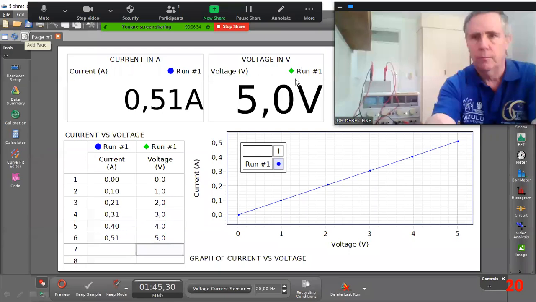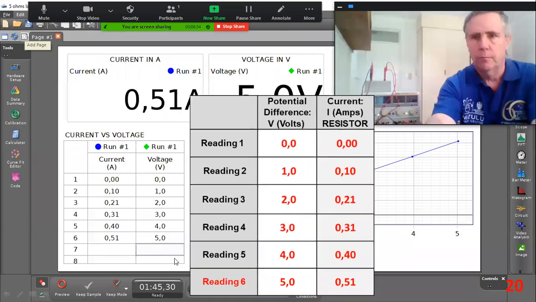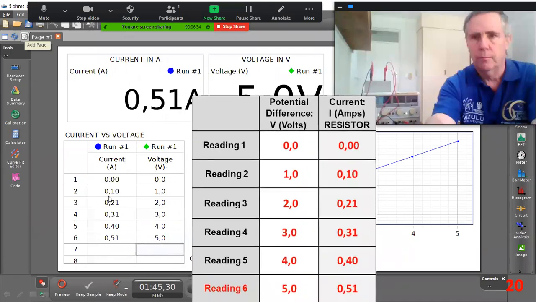So let's make sure that you've got all the values that we obtained in the experiment. First of all, we did run number 1, which was for the resistor, and these were the values which were obtained. I've just enlarged the table on the left. If you haven't had time to copy them down, then the teacher should just pause the video at this point until everybody's got all those values down.